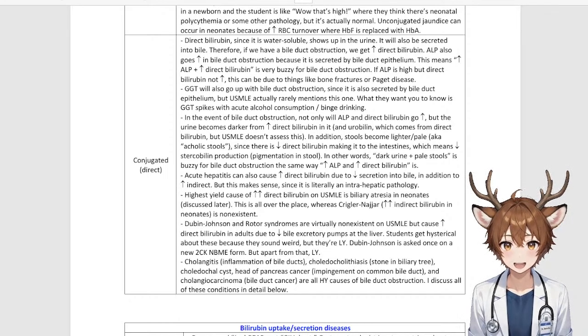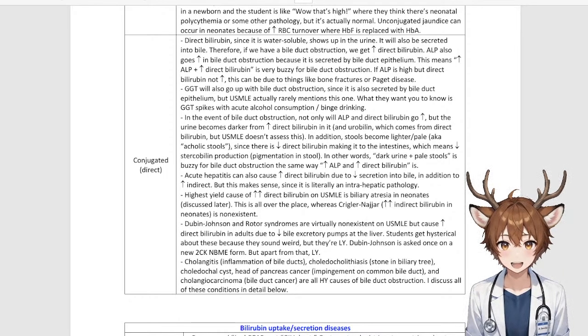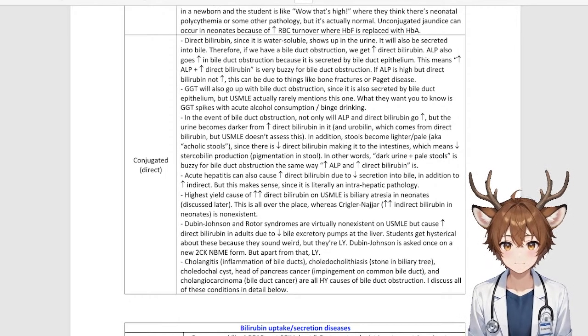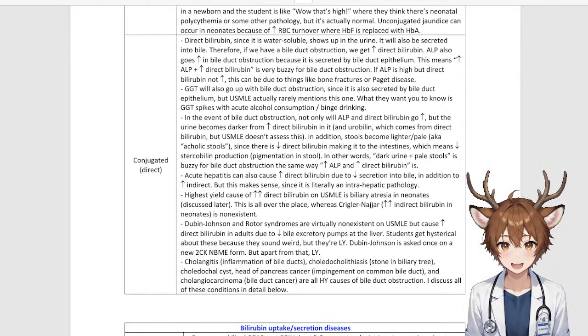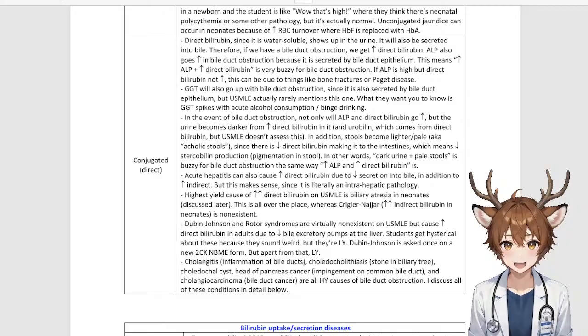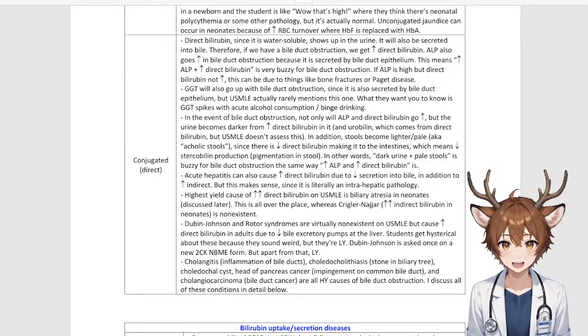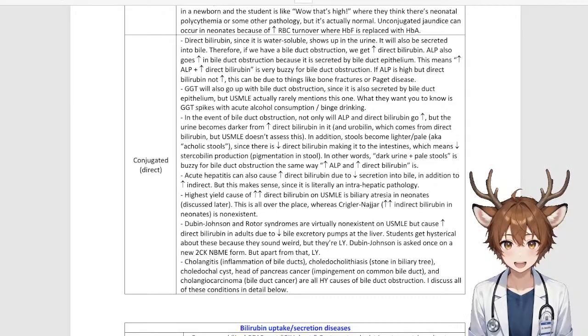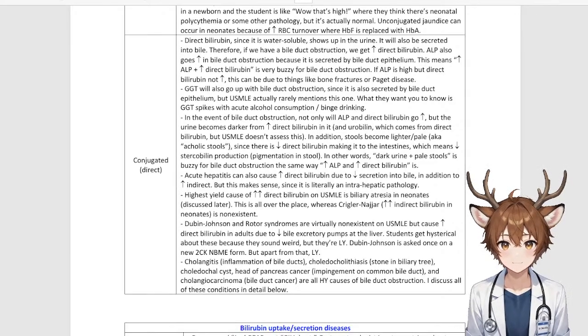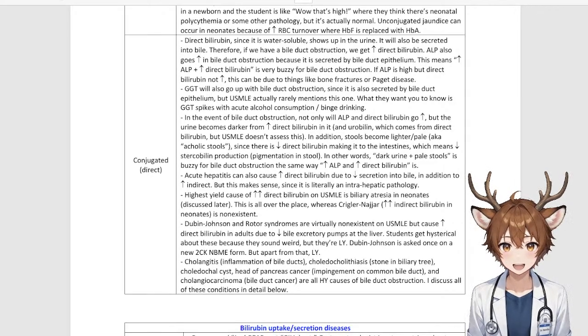Cholangitis, inflammation of the bile ducts, choledocholithiasis, stone in biliary tree, choledochal cyst, head of the pancreas cancer, impingement on common bile duct, and cholangiocarcinoma, bile duct cancer, are all high yield because of the bile duct obstruction. I discussed all of this in the conditions, and of these conditions below in detail.